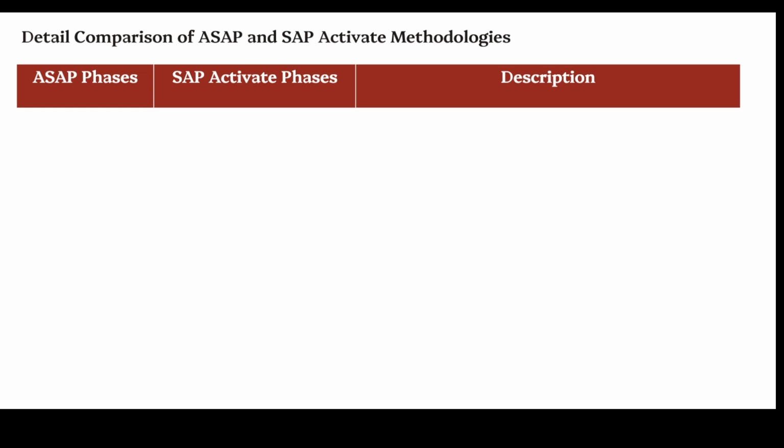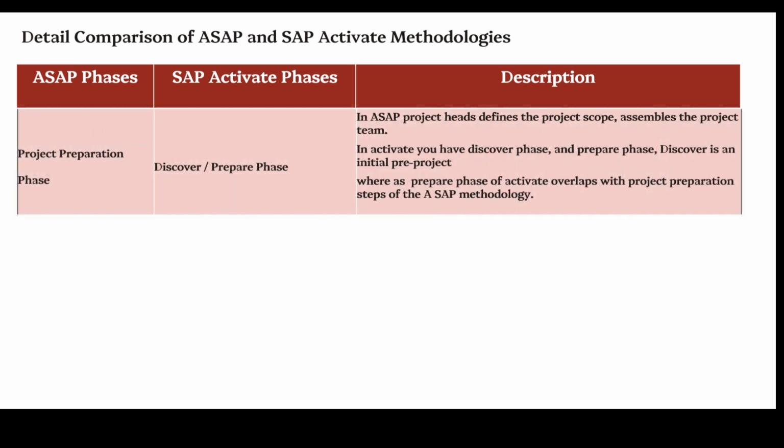In the ASAP methodology, the first phase is project preparation. Here you lay the foundation for a successful SAP implementation, align project goals, assemble the right team, and set up tools and strategies for smooth execution. Key decisions are made by program managers and by the steering committee. In this phase, project heads define the project scope, assemble the project team, prepare the project plan, establish project governance, develop the project charter, and conduct a project kickoff meeting.